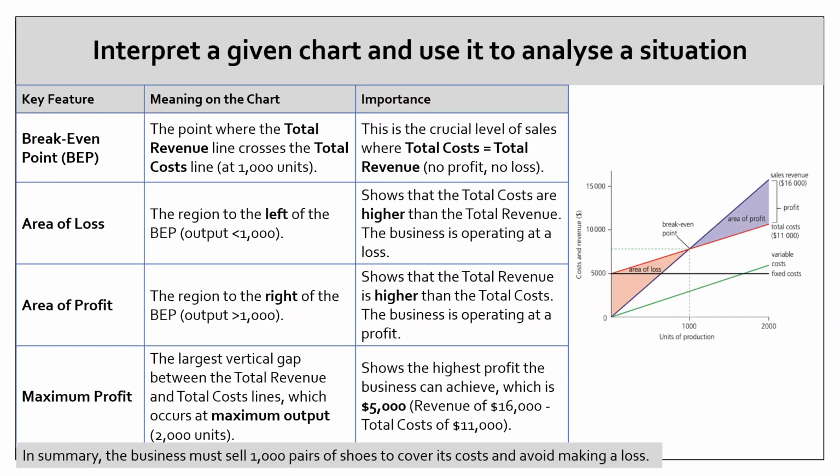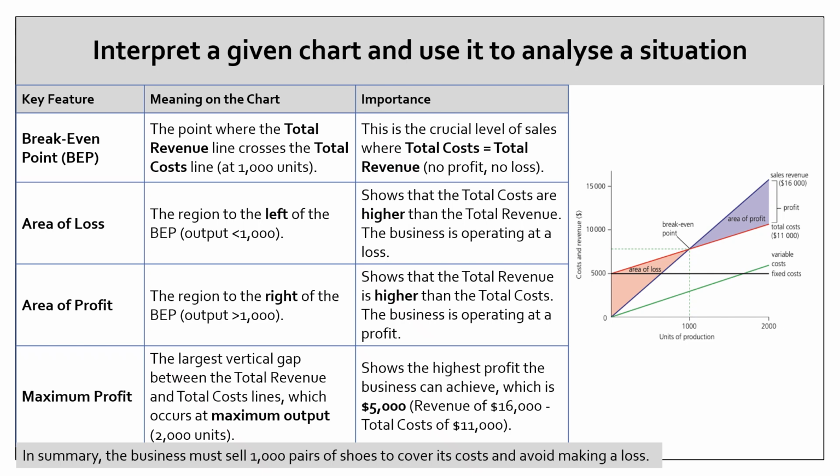How to interpret a given chart and use it to analyze a situation. Break-even point. And what is the meaning on the chart? It is the point where the total revenue line crosses the total cost line at 1,000 units. Importance: this is the crucial level of sales where total cost equals total revenue, that is no profit or no loss.